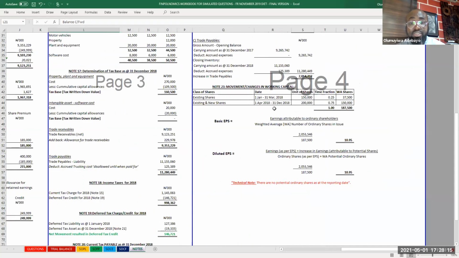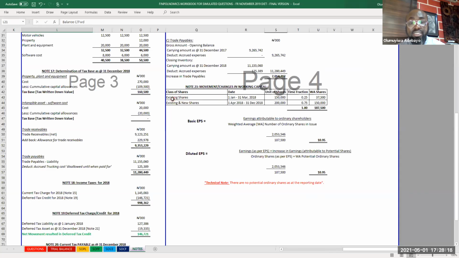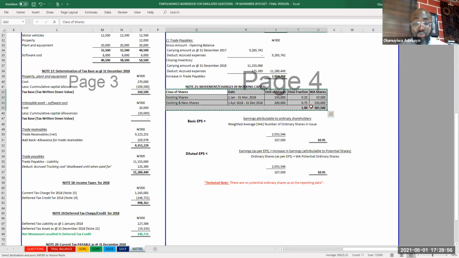in computing EPS, you see that first, the existing shares for the first 3 months is 150. For the next 9 months, it is both existing and new shares that make up 200. And if you remember, 3 months is 3 over 12, which is 0.25. You can check here, 3 over 12. And 9 months is 9 over 12, which is 0.75. The weighted average shares is what you obtain by the product of the time fraction and the units of shares. If you don't want to use this approach, you can use another approach, which I'll just put here.